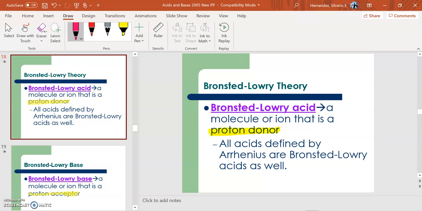So according to the definition that Bronsted-Lowry put forward, acids were anything that was a proton donor. So they were proton donors.